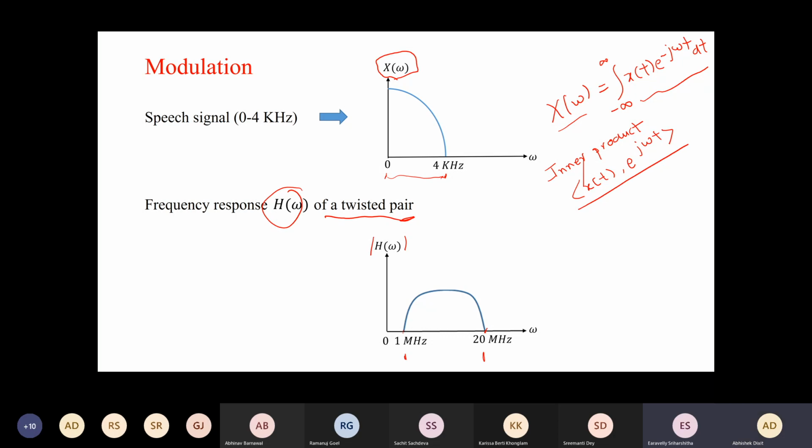Why am I saying this with caution? We have seen the inner product. What is the inner product? It is x(t) times x1(t) conjugate dt, integrated from minus infinity to plus infinity. Right? This is the inner product space.